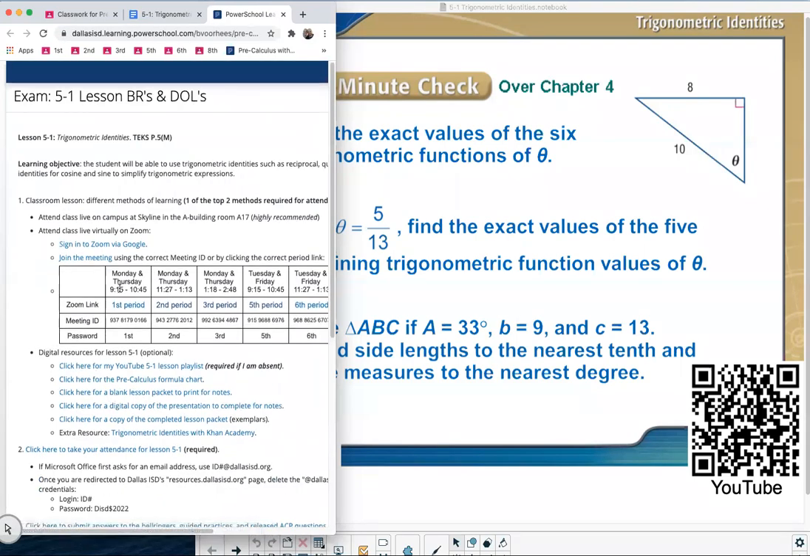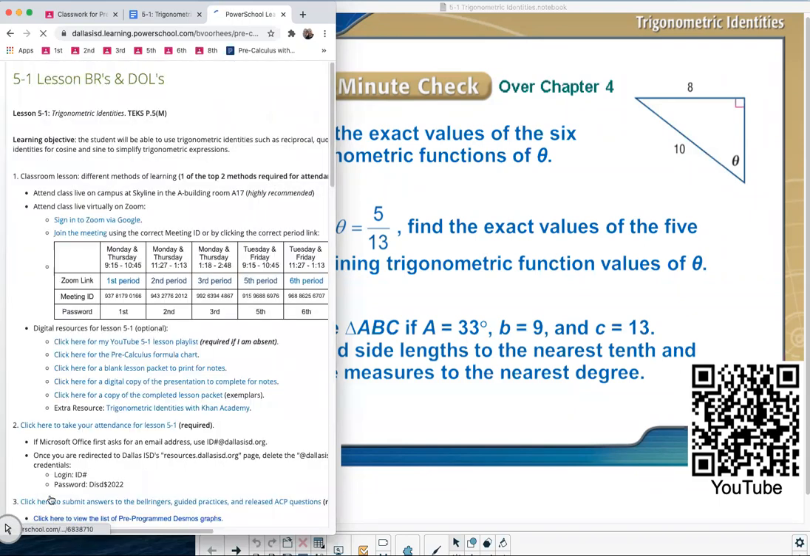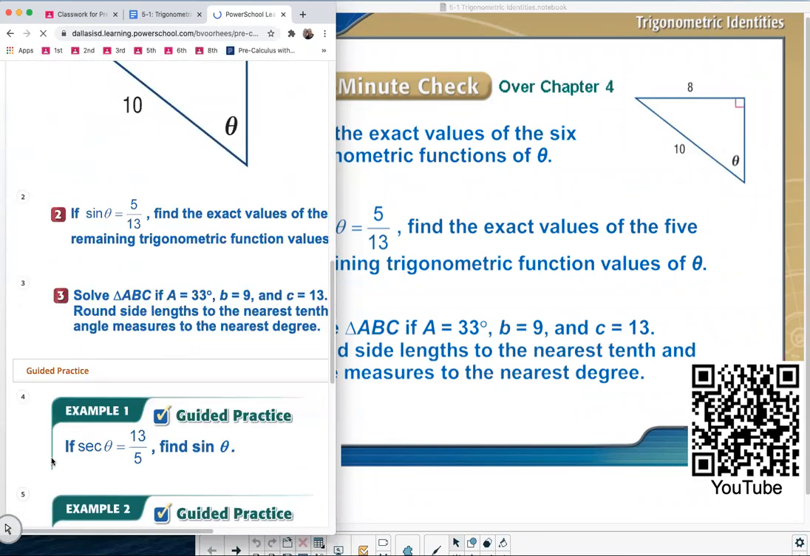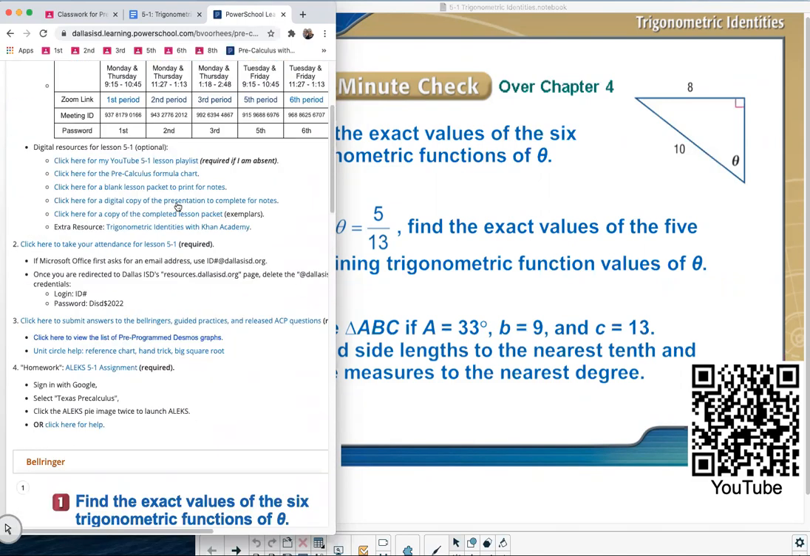It'll take you to Power School Learning. If you slide down, you can hit that start exam. Mine says resume because I've already clicked it before. And you will have your problems that we're going to go over today listed here. So I would have that open if I were you.